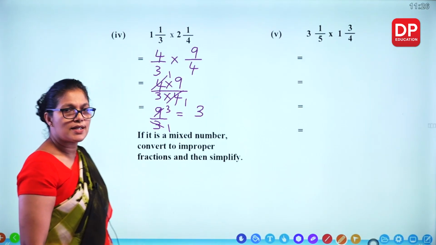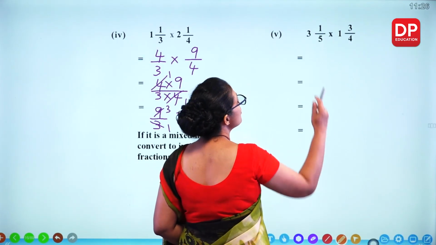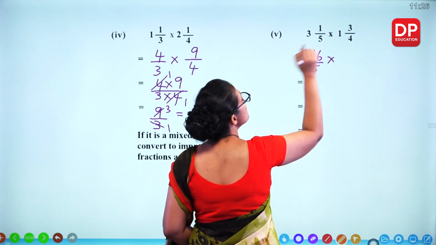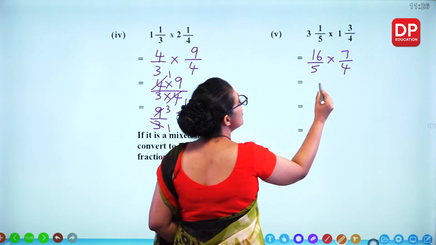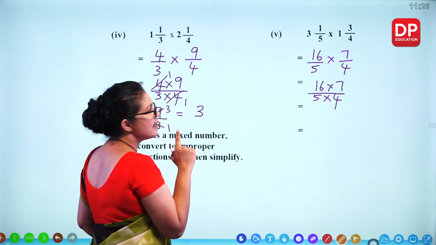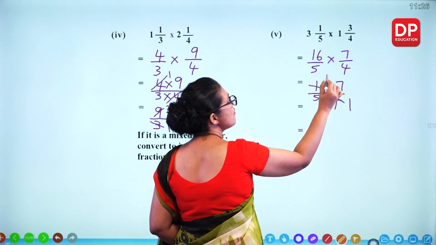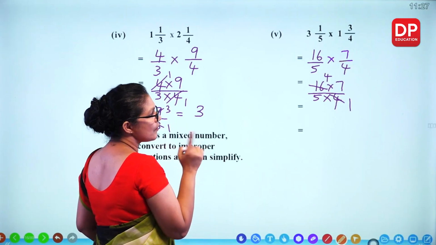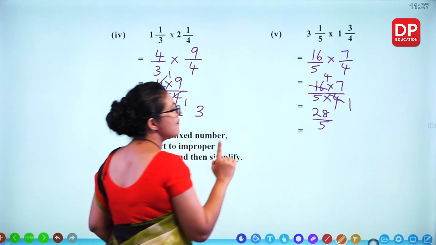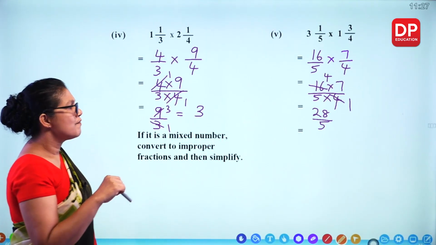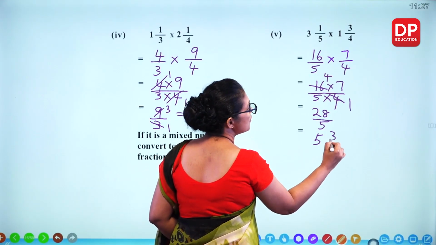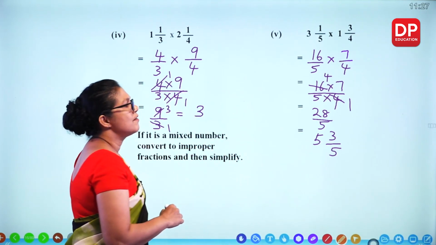This one, mixed numbers. Do the same thing. Convert to improper fractions. 5 times 3, 15 plus 1, 16 over 5. 4 times 1, 4 plus 3, 7 over 4. Multiply numerator separately, denominator separately. You can simplify. 4 times 1, 4 times 4. Now, 4 times 7 is 28 over 5. This is an improper fraction. Convert to mixed number. 5 times 5, 25. 3 remaining out of 5.